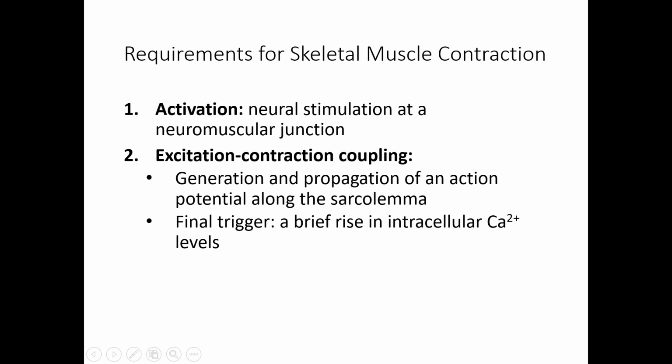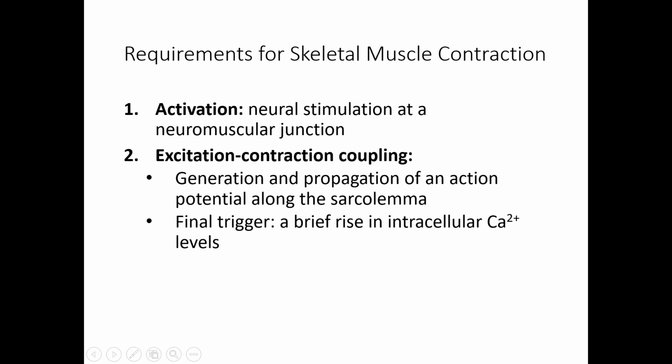So what is required for skeletal muscle contraction? Activation: stimulation at a neuromuscular junction, an electrical signal, also called an action potential, that arrives from our brain or spinal cord. Next one, excitation-contraction coupling.